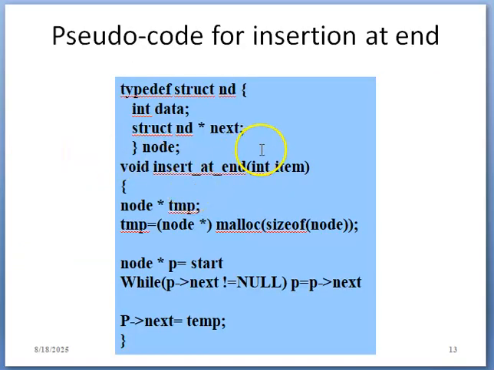In the pseudocode, we have named the function insert at end. This is the structure which we are going to use for defining the linked list. Then we are passing the item that we want to add in the linked list. So we make a temporary node. Using malloc, we allocate the memory to this node, and then we set temp data and temp next accordingly. After that, we need a while loop so that we can reach the end of the linked list. So we initialize the pointer P with start, and as long as P next is not equal to null, we will continue in the loop.